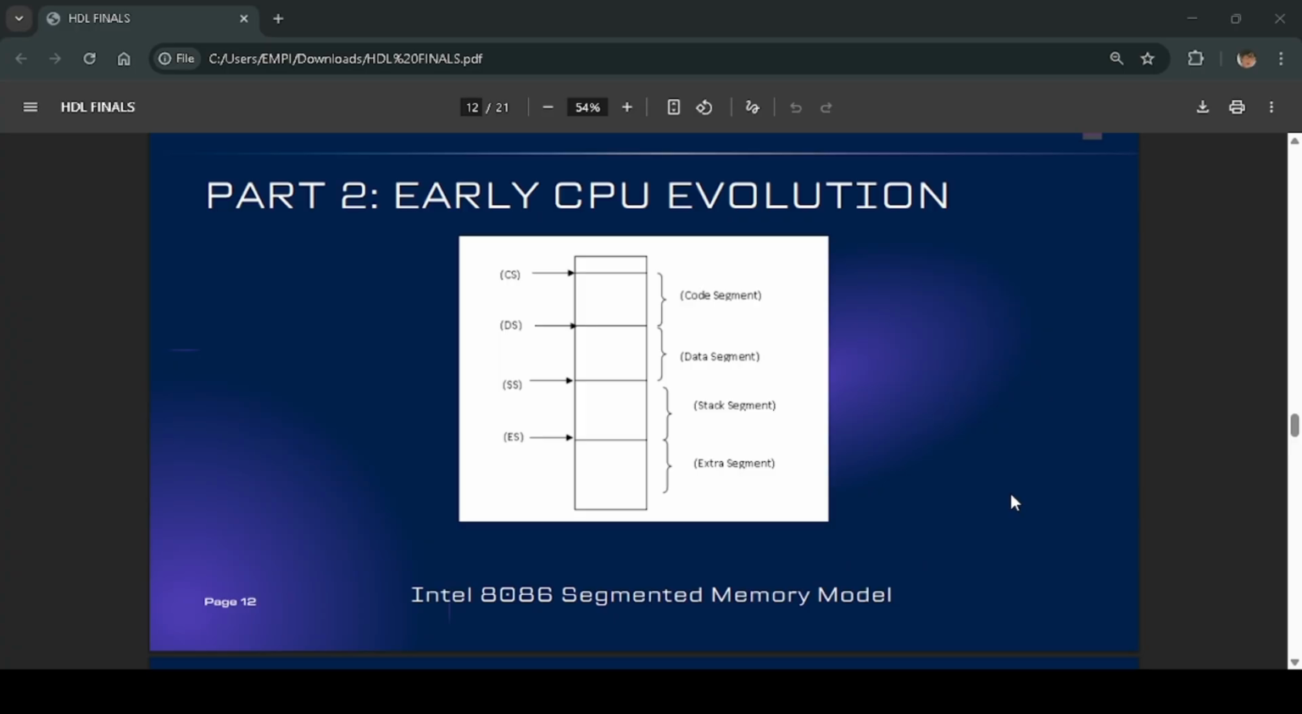Next is the early CPU evolution, Intel 8086 segmented memory. To access 1 MB of memory with a 16-bit architecture, the 8086 employed a segmented memory model. Memory was divided into 64 KB chunks called segments, one for code, one for data, one for stack. An address was specified by a segment register and an offset. This was a crude form of virtual memory.